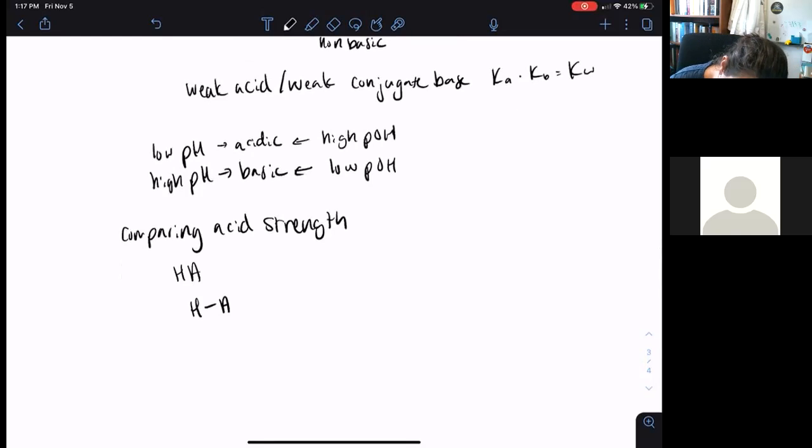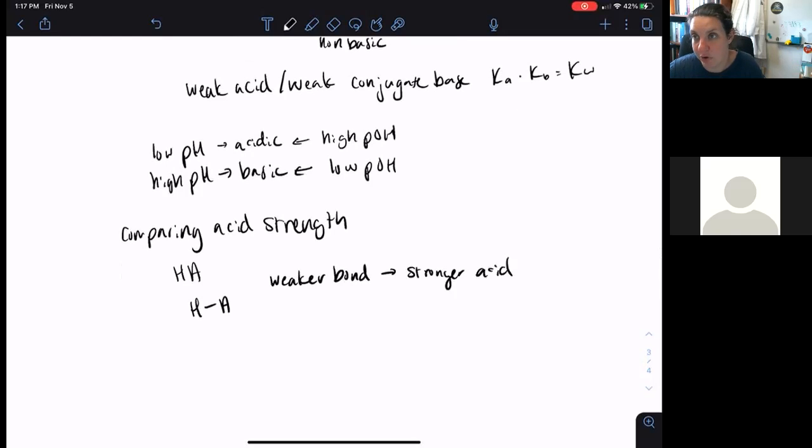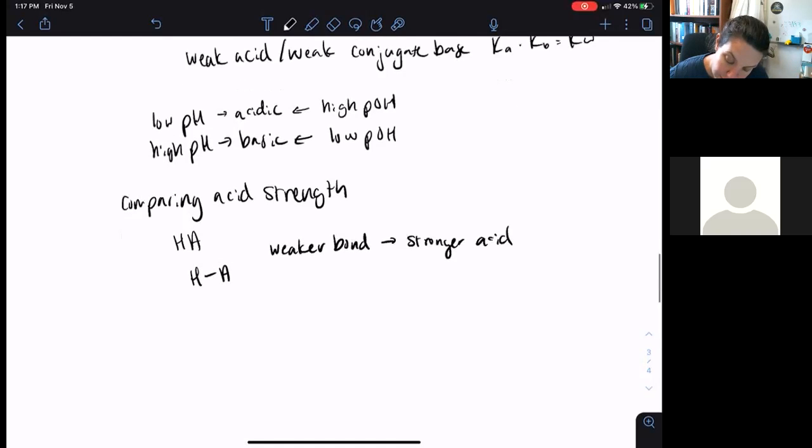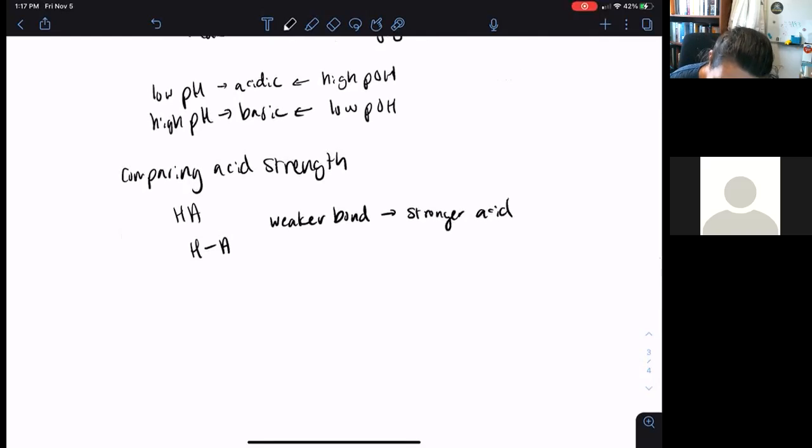So a weaker bond results in a stronger acid, because our acid strength is based on how many protons per mole of acid we produce. So we can decrease our bond strength by increasing our electronegativity of A.